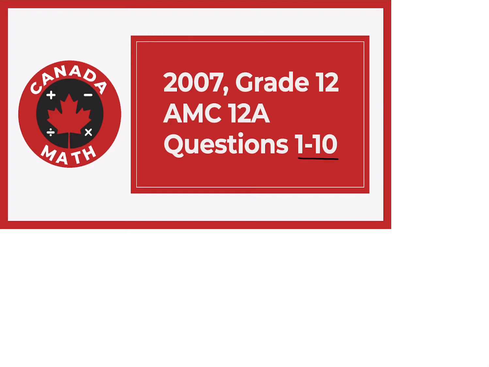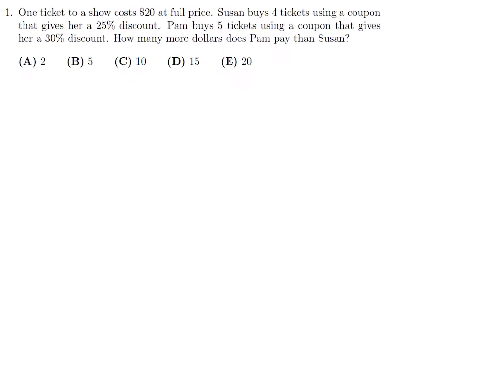Questions 1 through 10 on the 2007 Grade 12 AMC 12A. One ticket to a show costs $20 at full price. Susan buys 4 tickets using a coupon that gives her a 25% discount. Pam buys 5 tickets using a coupon that gives a 30% discount. How many more dollars does Pam pay than Susan?